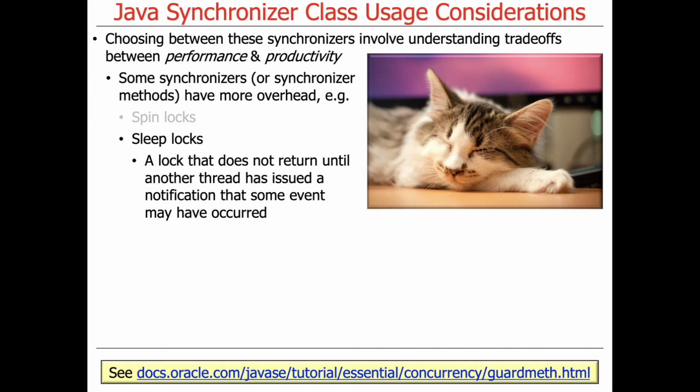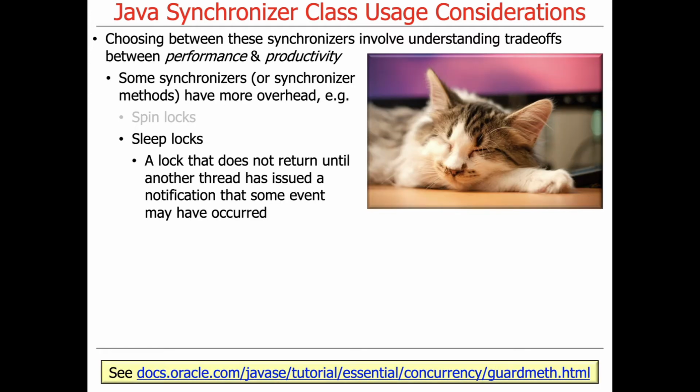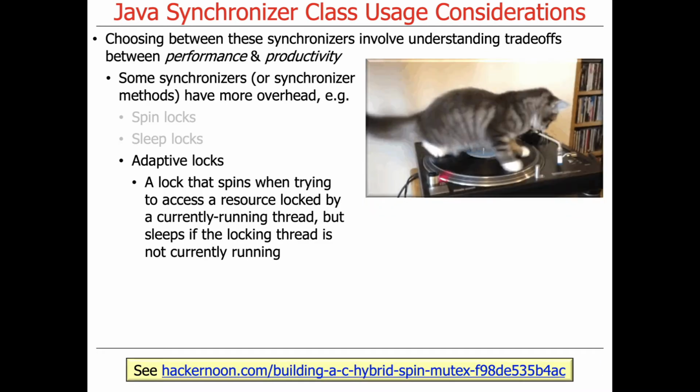There are trade-offs at the micro level and the macro level. For example, spin locks are very efficient at a low level, but you can spin, which may be inefficient at a higher level. Conversely, sleep locks are inefficient at a low level because they go to sleep, but they may be more efficient at another level because they don't end up wasting CPU time unnecessarily.